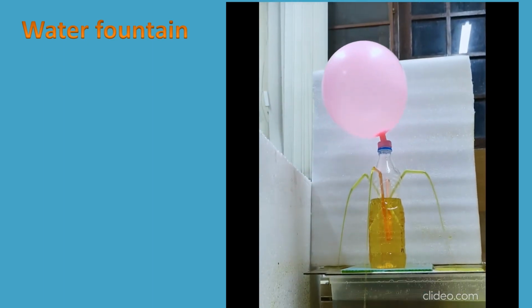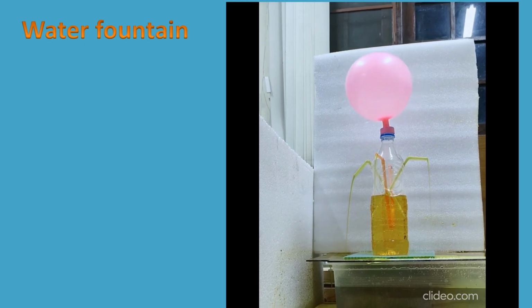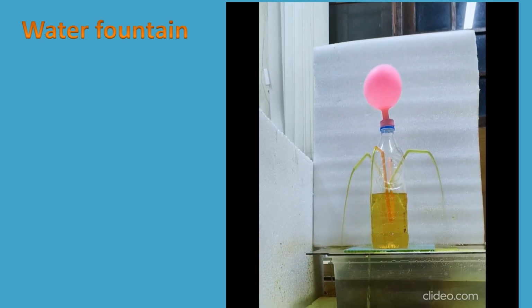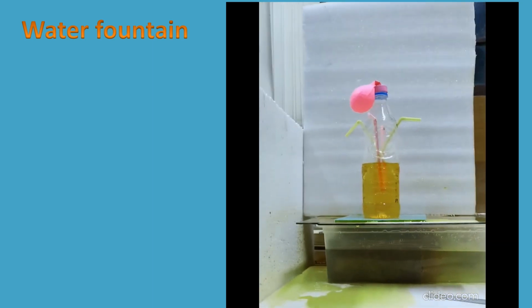So, we can see that there are jets coming out of all the outlets. Let us try to understand what is happening here. Here, the gas pressure due to the gas in the balloon at the top increases the internal pressure at the outlets and makes it higher than the external atmospheric pressure. Hence, we see the jets coming out of the outlets seeming like a fountain.